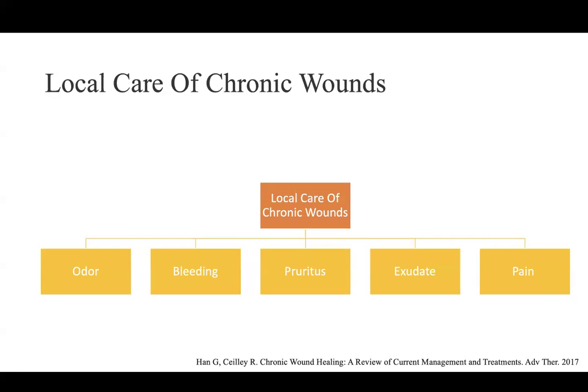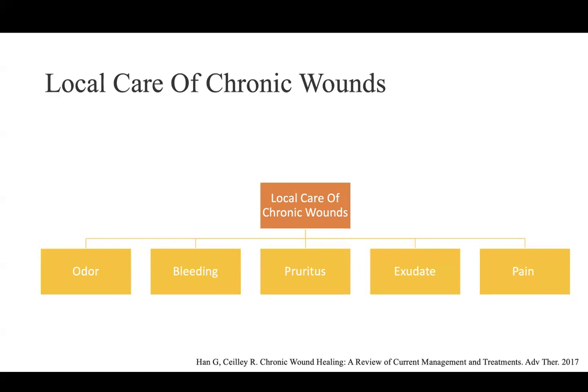Second is bleeding. We need to ensure that a non-adherent dressing is placed directly on the friable tissue so that there is reduced bleeding and reduced pain associated with dressing change. Chronic wounds are usually prone to oozing from the ulcer bed, which can be controlled with the use of topical hemostatic agents and sucralfate as well.